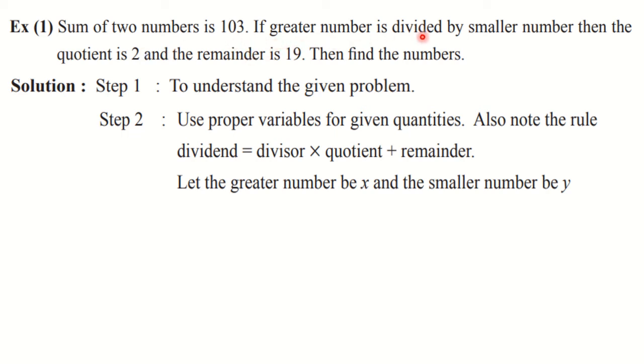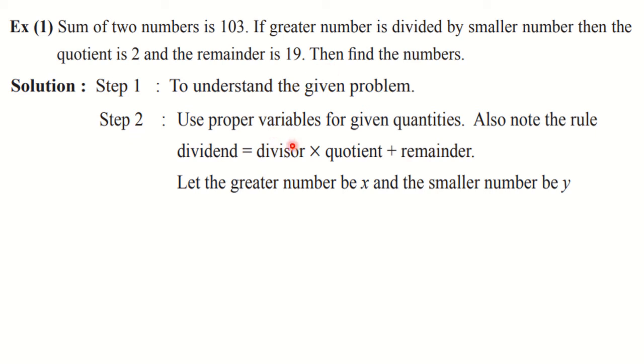See, here you can see that dividend is there, divisor is there, quotient is there, remainder is there. The greater number is divided, which means the greater number is the dividend, and the smaller number is what? Divisor. So we need that relationship. What formula do we have? Dividend is equal to divisor into quotient plus remainder. So this formula we need. This is what we have understood from the question.